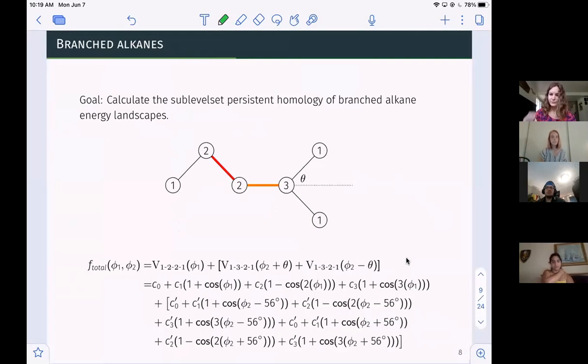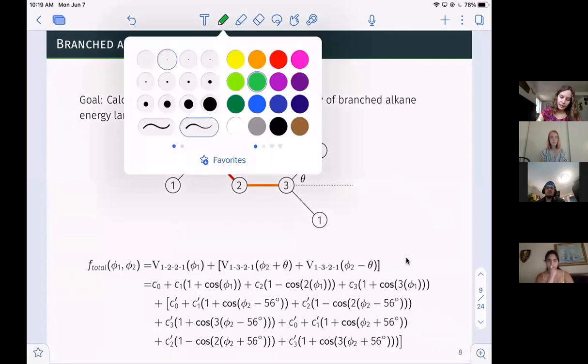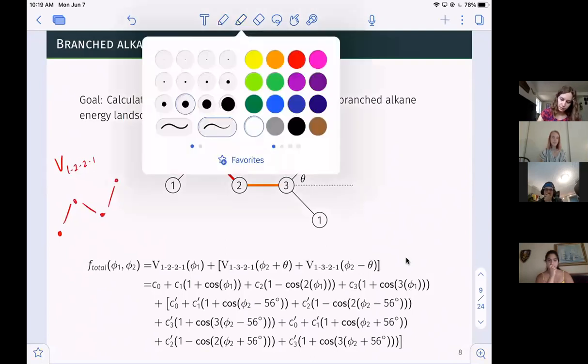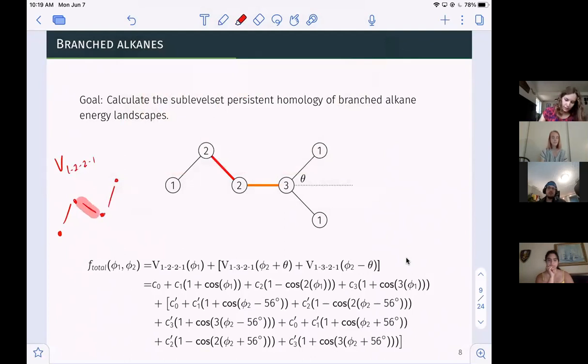Okay, so here's where we're finally going to get back to your question. Just to remind us of our goal, we want to calculate the sublevel set persistent homology of branched alkane energy landscapes. What Naya brought up before is that technically, when we were looking at the energy landscape, we had V1,2,2,1, which corresponded to our molecule that looks something like this, where this bond in the middle is the one that's really contributing, right? Because if we rotate around here, it's not actually going to change anything. It's only when we rotate around this center bond.